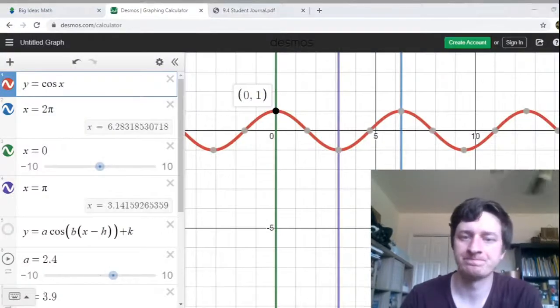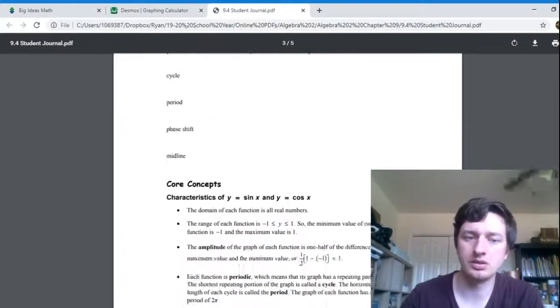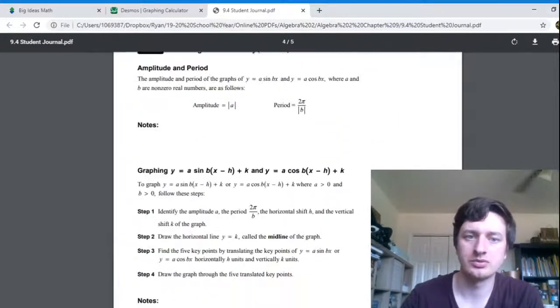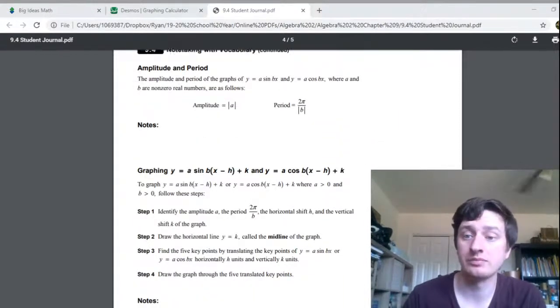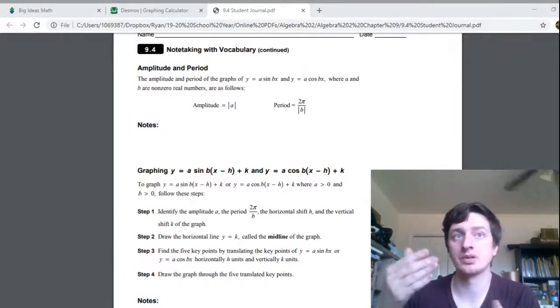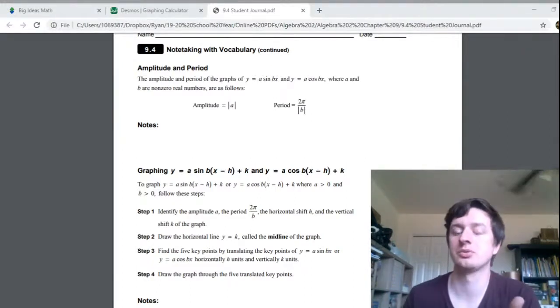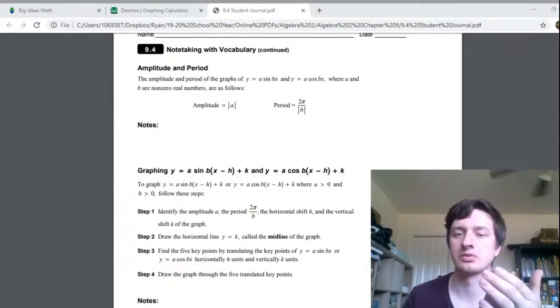Right? So some things to calculate. You can calculate the amplitude as the absolute value of A. It's going to be negative or positive. The negative or positive flips the graph over. So amplitude 2, negative 2, also an amplitude of 2, but it would flip the graph.